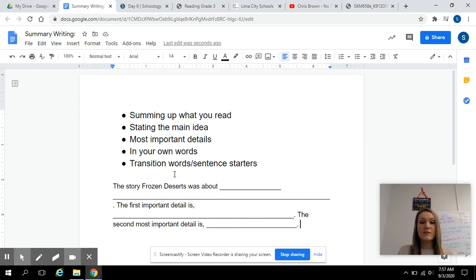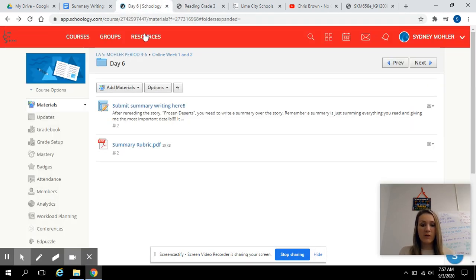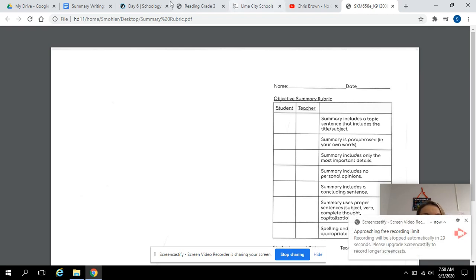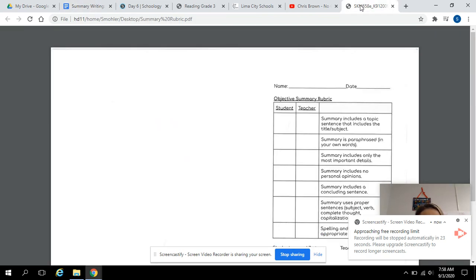I have posted the summary writing rubric on, let's see, where is it? There it is. So looking at this is your checklist, the student side. Those are the things that you have to have in your summary for it to be a strong summary, okay? So your summary includes a topic sentence that includes the title or subject. Well, looking at that, we did that. We said the story Frozen Deserts was about, that's the title, okay? You need to just tell me that.